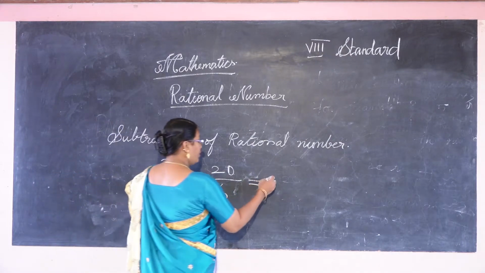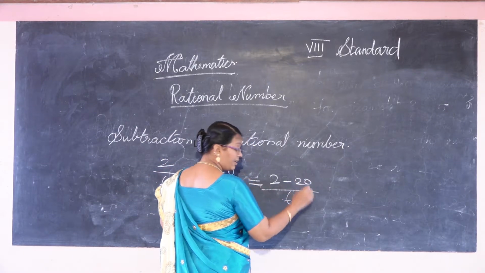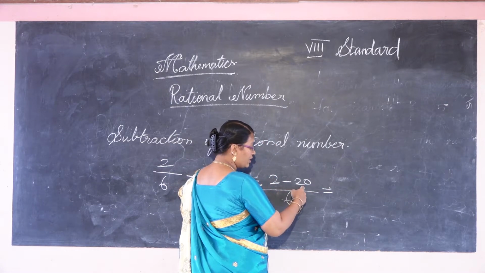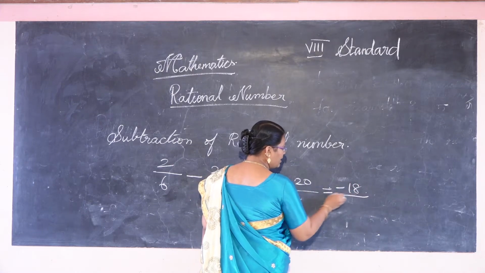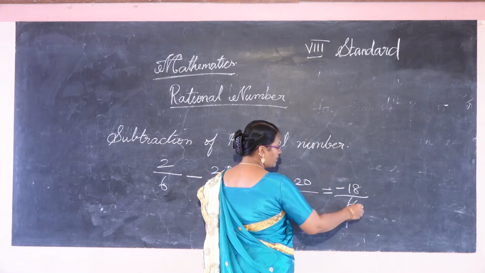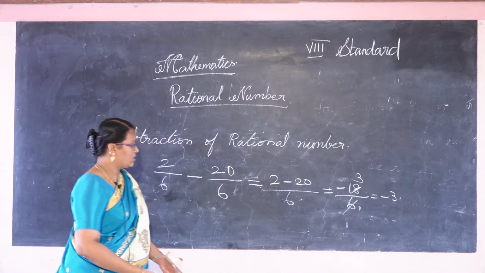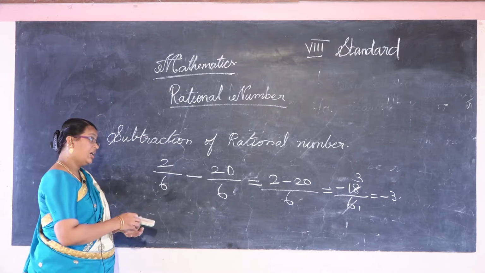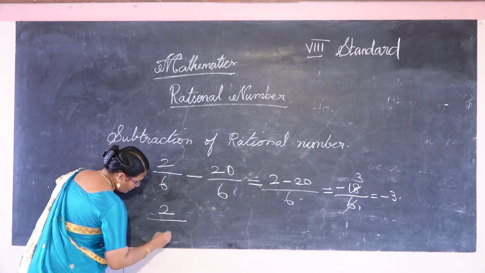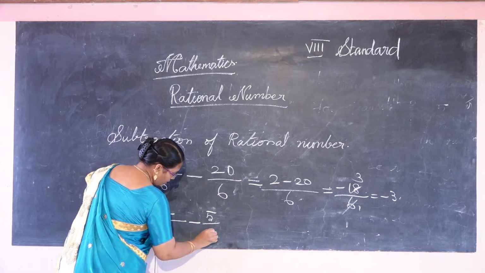So, we will write 2 minus 20, the denominators are the same, so directly write the denominator as 6. So, what is the value of the numerator? 2 minus 20, the result is minus 18 by 6. If we can simplify, yes, 6 3s are 18. So, the value is minus 3. So, that is one type of like fraction. And next, an unlike fraction is given in subtraction: 2 by 7 minus 5 by 3.